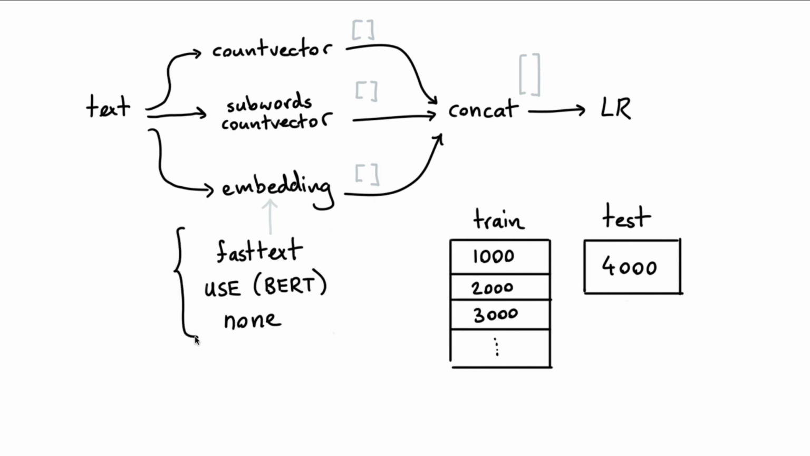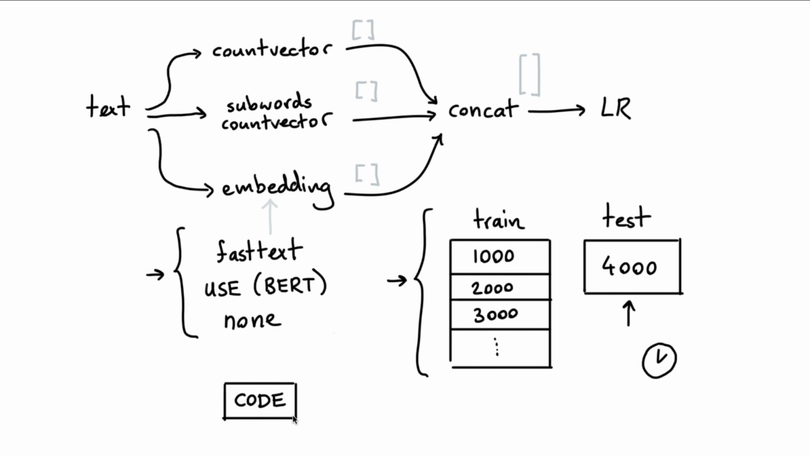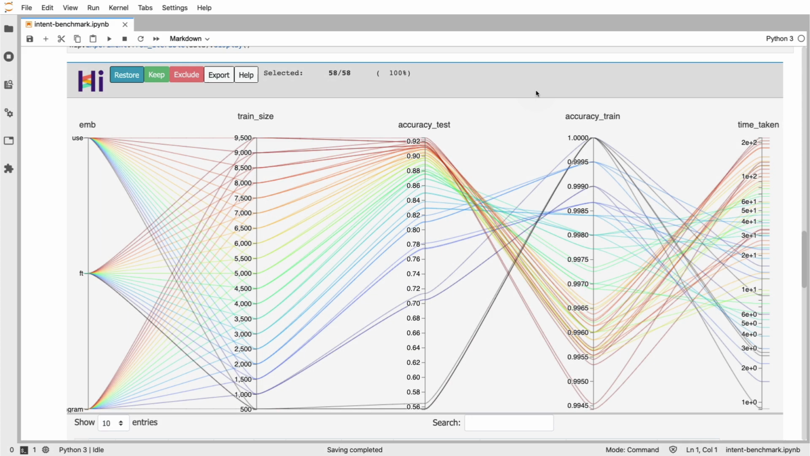The main two things that I'll be changing in my benchmark are the train size and the embeddings, but I'll be measuring the effect on the test set, and I'll also measure the time that it takes to run. In the interest of time, I won't be discussing the code in this video, but rest assured that the code is publicly available on a GitHub repo, so you can reproduce everything that I'm doing here. So feel free to check that out on your own time. What I would like to do now is show you the results from this benchmark. So here are the results.